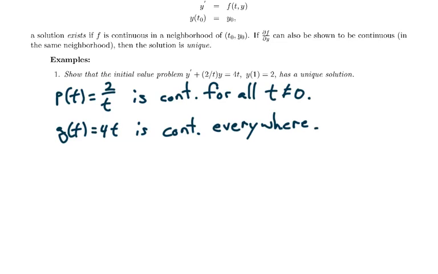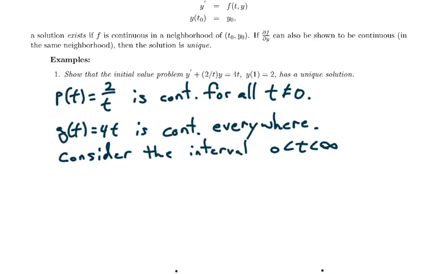So now I need a neighborhood that contains the point 1, because that's what our initial time point is. So when I look at this and I know it can't include 0, I'm going to consider the interval where t is greater than 0. And notice it's strictly greater, it's not greater than or equal to, because it can't be 0. So consider the interval t between 0 and infinity.